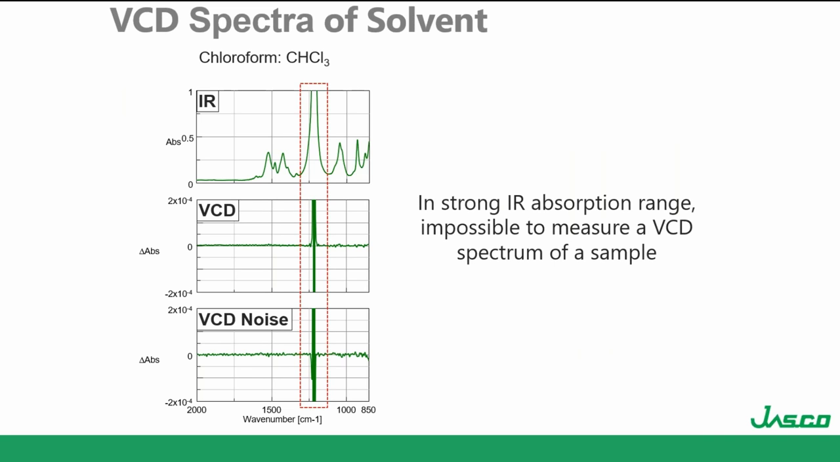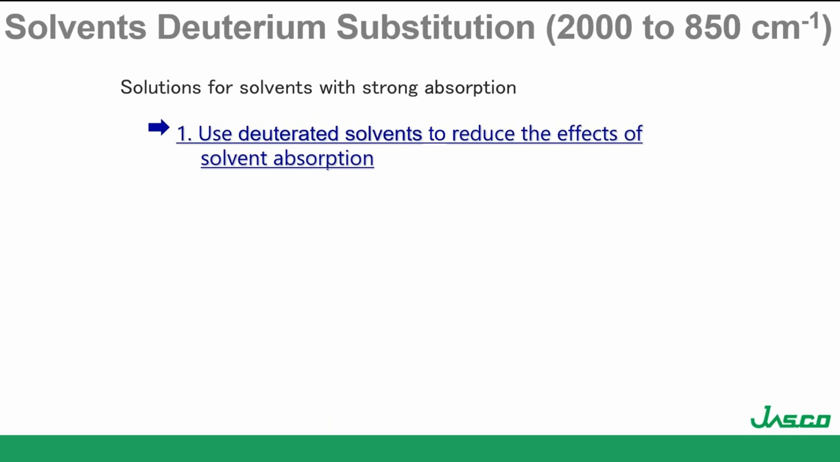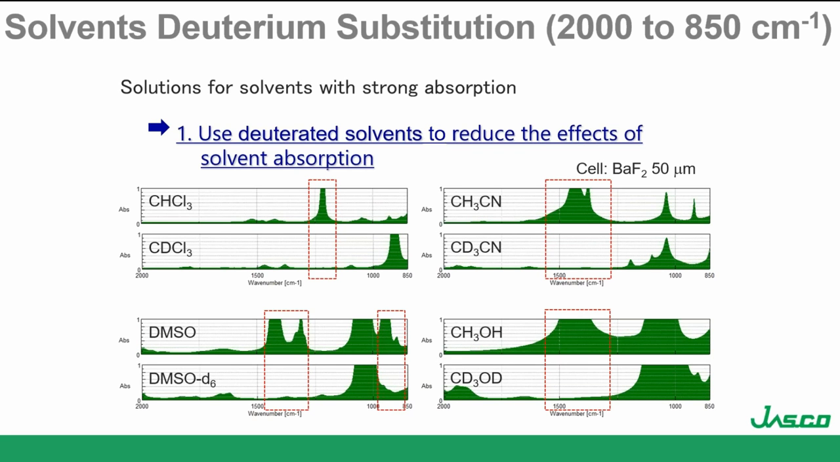In this case, we see that in a measurement of chloroform in the IR, the peak of chloroform already saturated the detector. So the BCD and the BCD noise is an area that you cannot use for the measurement. Some of the solutions for solvents that have strong absorption in the IR is to use deuterated solvents to reduce the effects of solvent absorption. And if you can see here, in these types of solvents, you are going to have a shifting of the peaks, so you are going to have a wider area to do your BCD measurement.